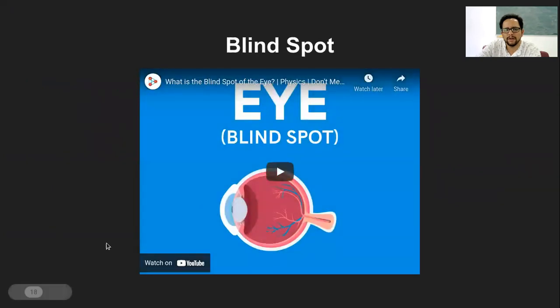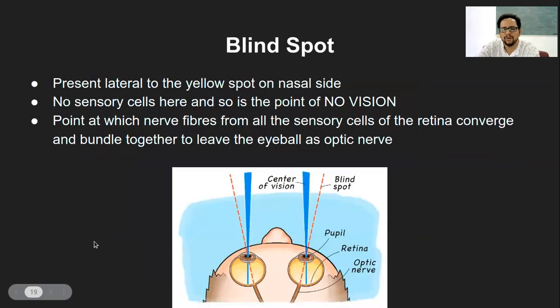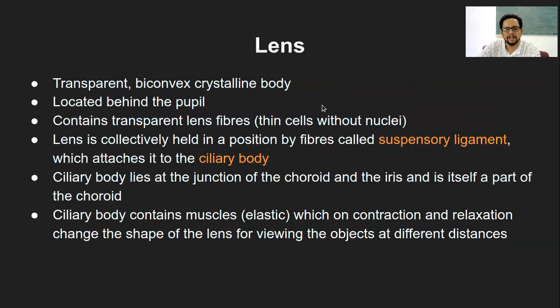So if you are looking at a particular point and you are not able to look at it clearly, you tend to squeeze in your lens, and that is a natural process that happens. That particular fiber is called the suspensory ligament, which is attached to the ciliary body. We already know that the ciliary body lies at the junction of the choroid and the iris and is itself a part of the choroid. It's the extension of the choroid which forms the ciliary body and holds the lens structure along with the suspensory ligament.